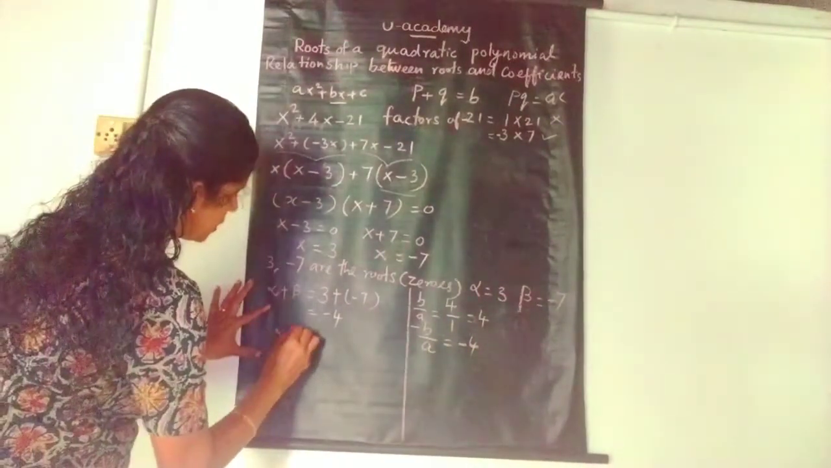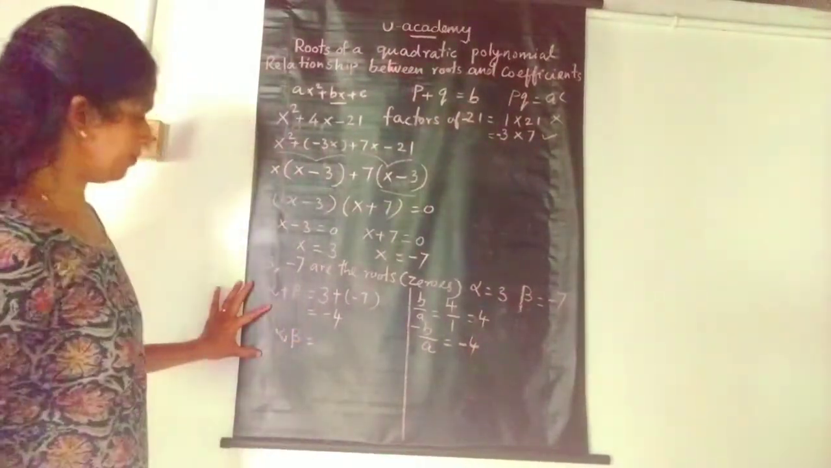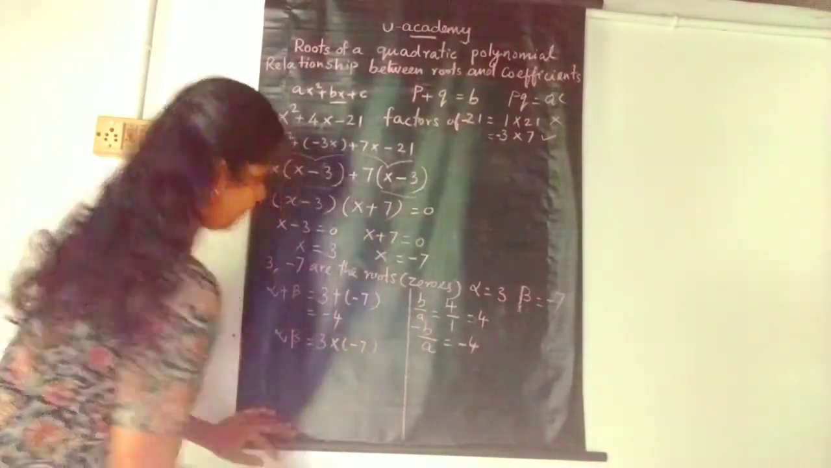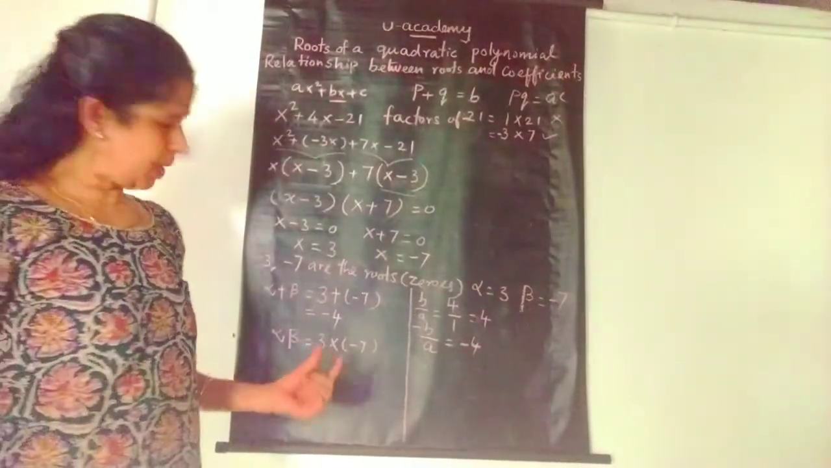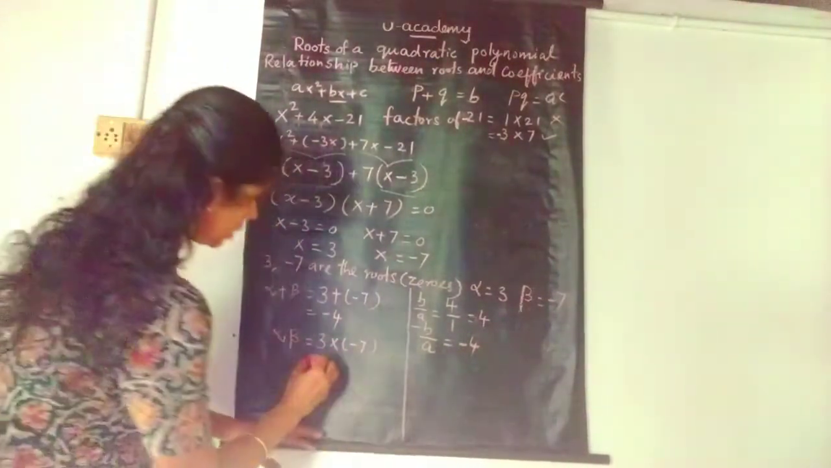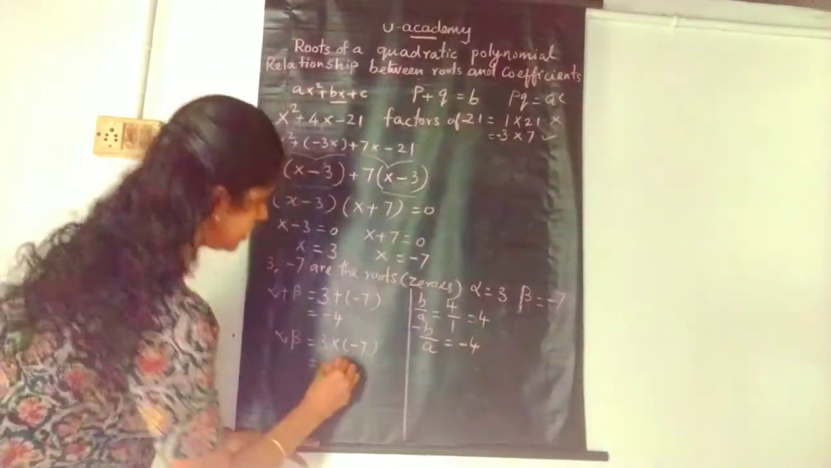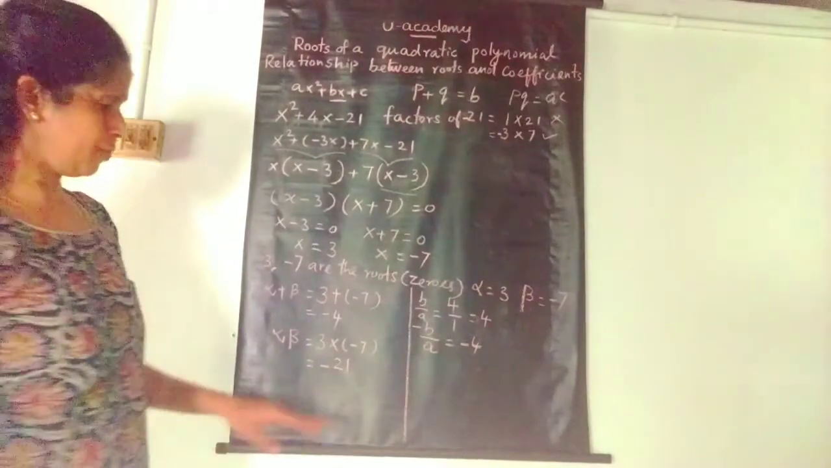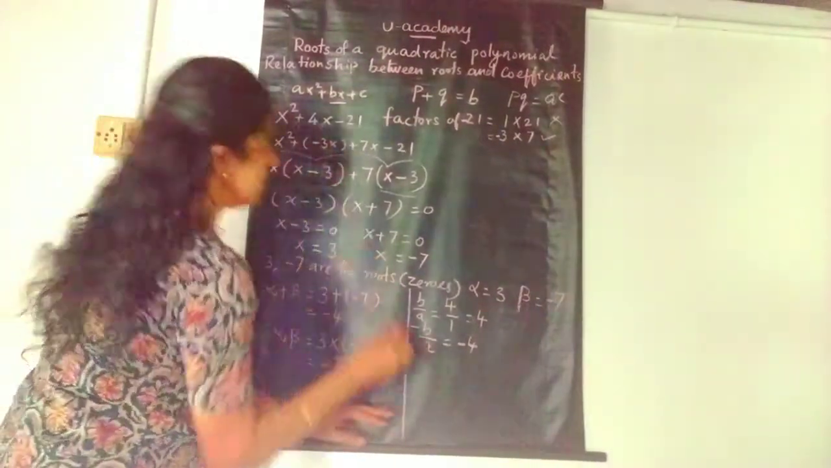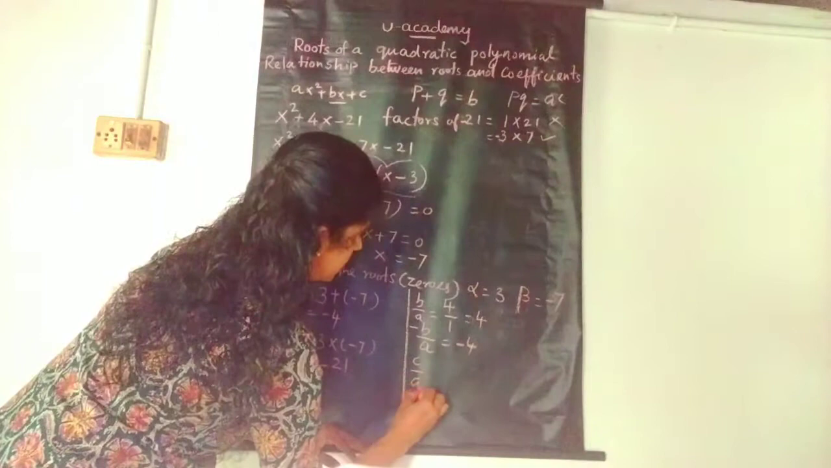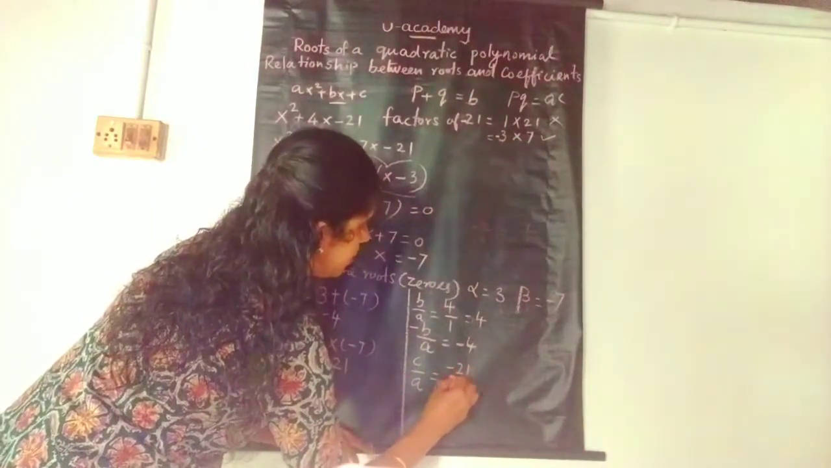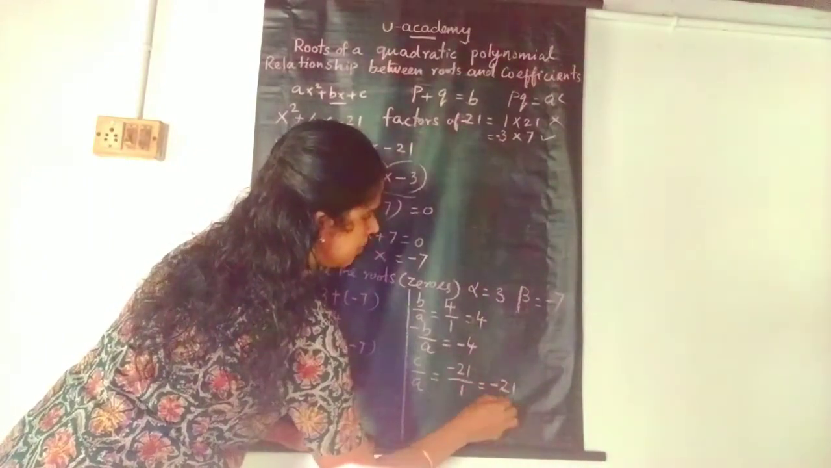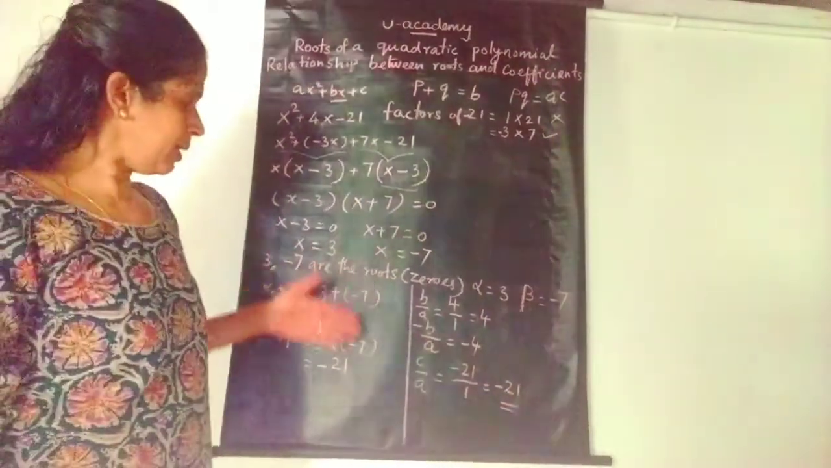Product, find the product. Alpha beta equal to 3 into -7. When you multiply one positive and one negative number, we get negative. 3 into 7 is 21, so the product alpha beta is minus 21. Here c by a. c by a equal to minus 21 by what? How much is a? 1. Minus 21 by 1 equal to minus 21. Hence we verified the relationship.